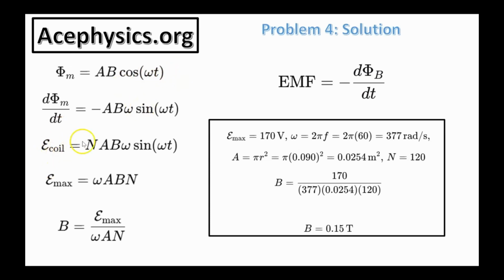The maximum EMF occurs when sine of omega t is equal to 1. Here we have a formula to solve for the maximum EMF when sine of omega t is equal to 1. This equation allows us to easily solve for B, the magnetic field, and when we plug in all the values, we find that the magnetic field is 0.15 Tesla.